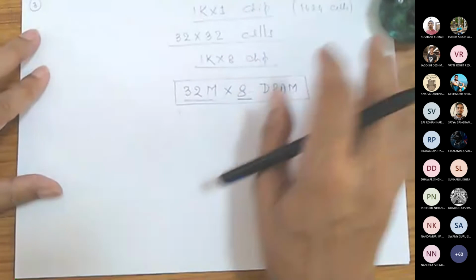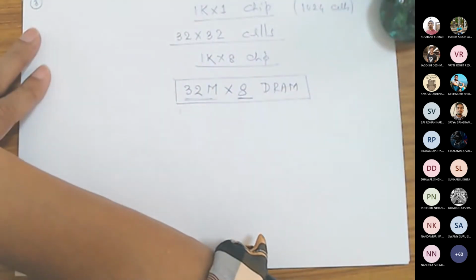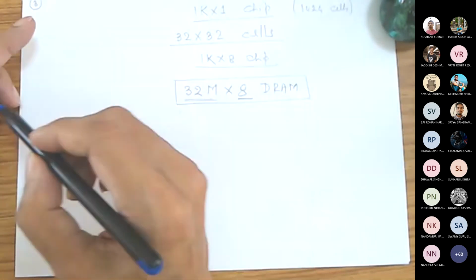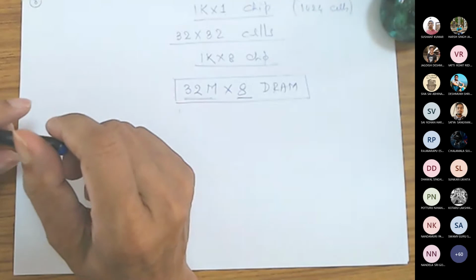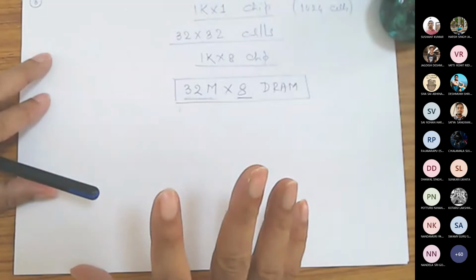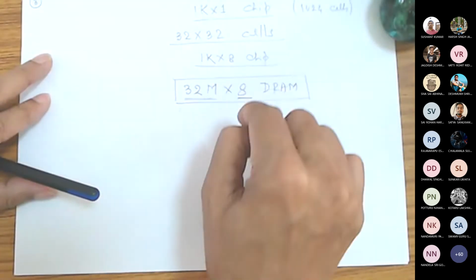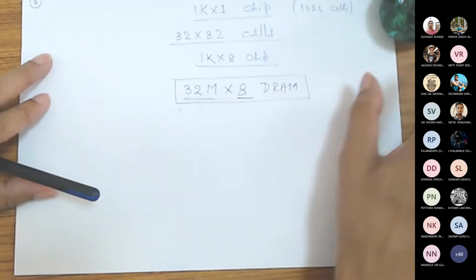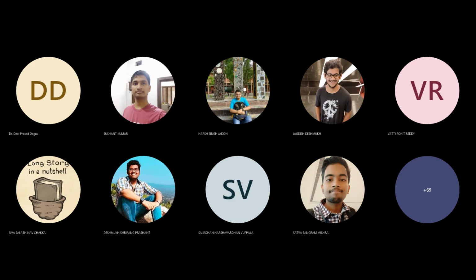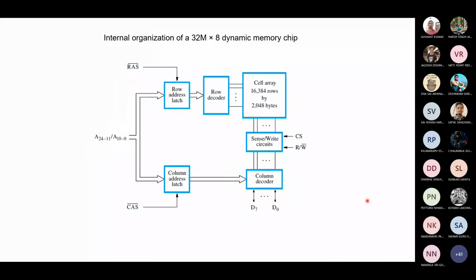Even the same concept is used. The decoding scheme is almost same, but what we saw in the earlier case, those were basically SRAMs, because the size were 1K into 1 or 16 into 8, those small designs. The concept that we have used in the 1K into 1 chip will be repeated here itself, but it's in a larger scale. Let's see that how basically this one works. Now this is one internal organization of a 32M into 8 dynamic memory chip, DRAM.